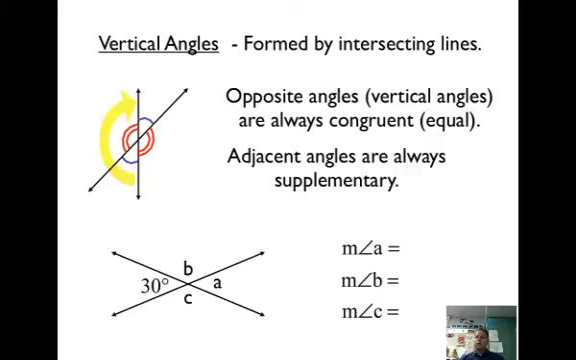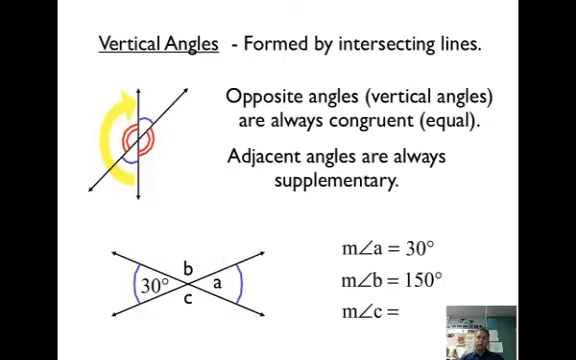So for the measure of angle A, they are opposites. They're basically mirror images. Therefore, they are equal, so we get 30 degrees for that. Now, if you look at 30 degrees and angle B, they form a straight line, therefore they're supplementary. So 30 plus what equals 180? The answer would be 150.